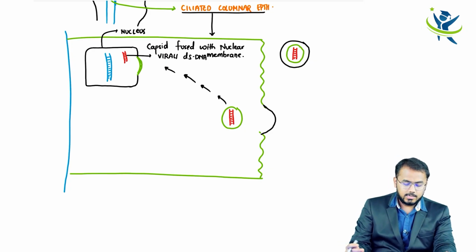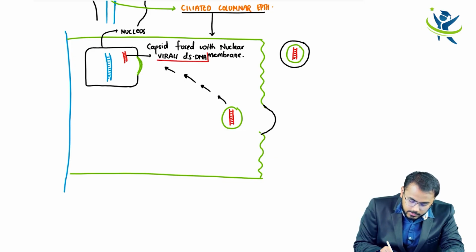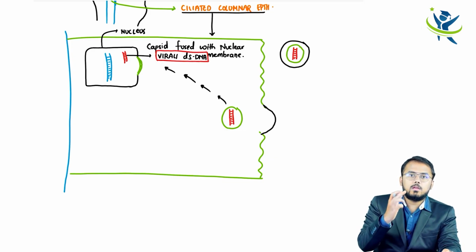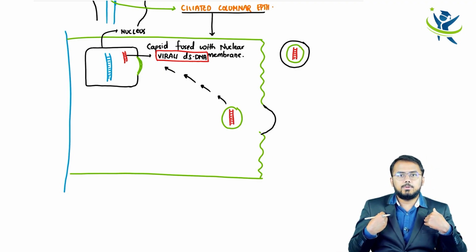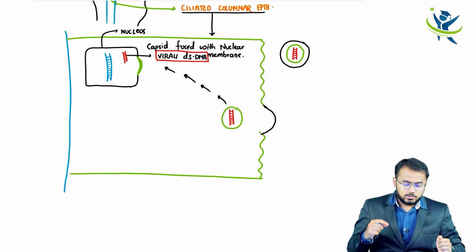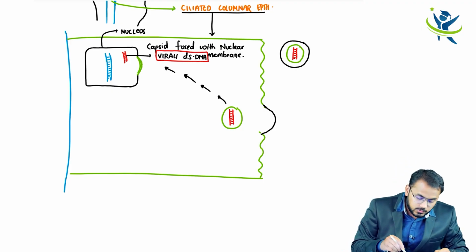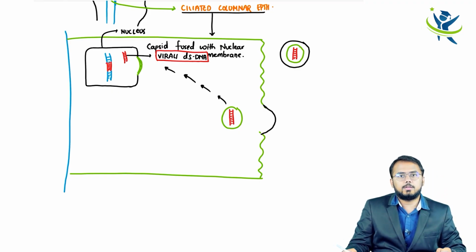Now this double-stranded viral DNA will fuse with the DNA of the host. Host means the individual, the patient who is infected with this virus. So this viral DNA fuses with the host DNA. When it fuses with the host DNA, look what is going to happen. This is how the viral DNA is getting fused with the host DNA.